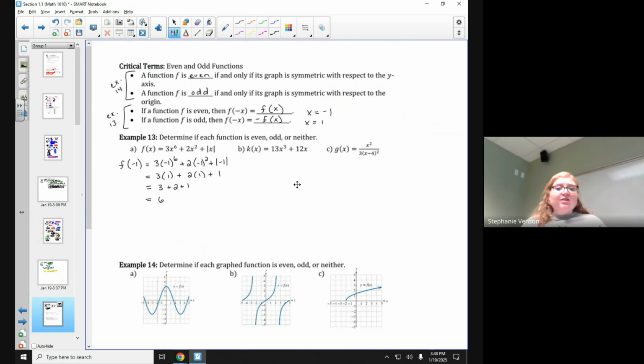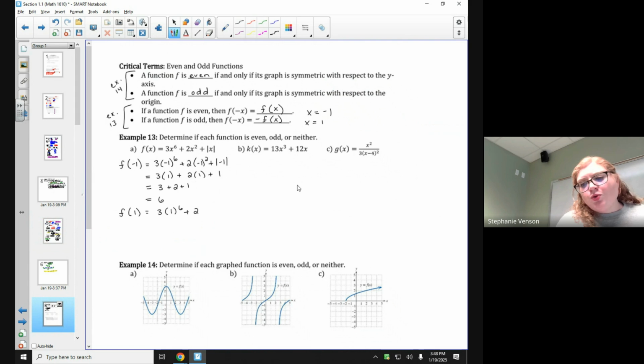So when I plugged in -1, I got 6. Now let's plug in +1. That would be 3 times 1 to the 6th plus 2 times 1 squared plus the absolute value of 1. Again, 1 to the 6th is 1, so that's 3 times 1. 1 squared is 1, so that's 2 times 1. And the absolute value of +1 is +1. So we have 3 plus 2 plus 1, which again is 6.